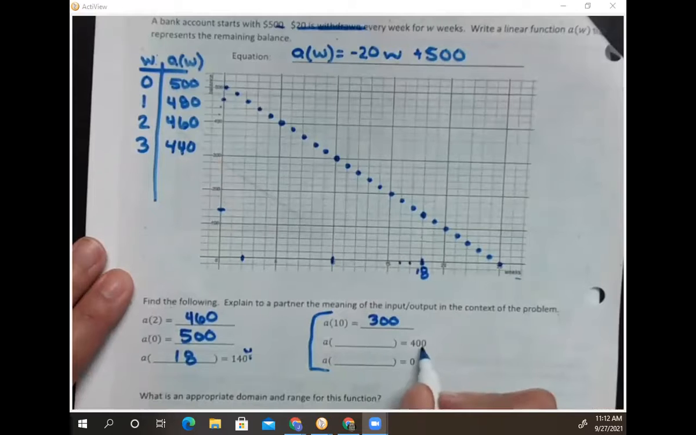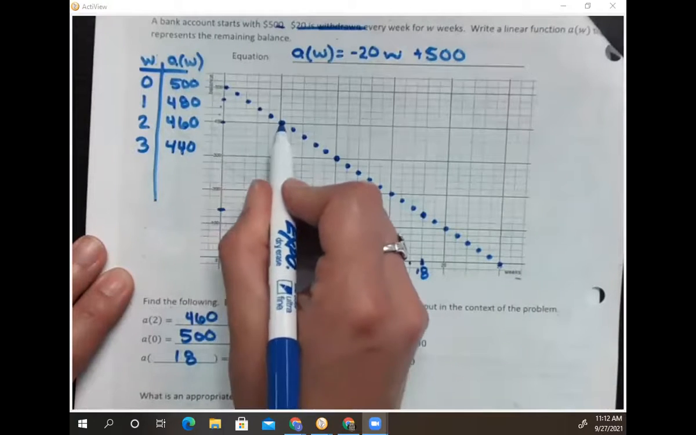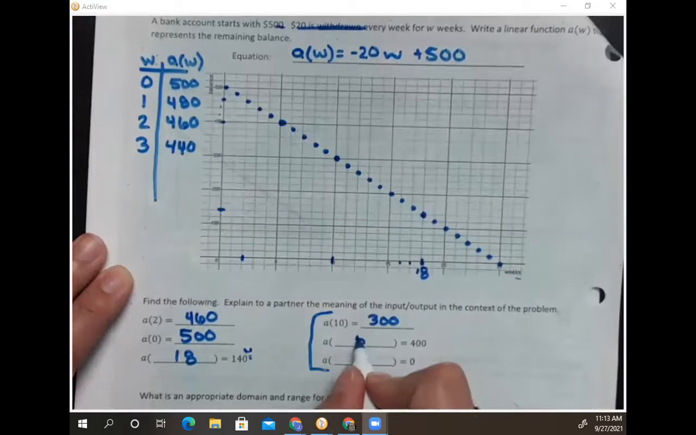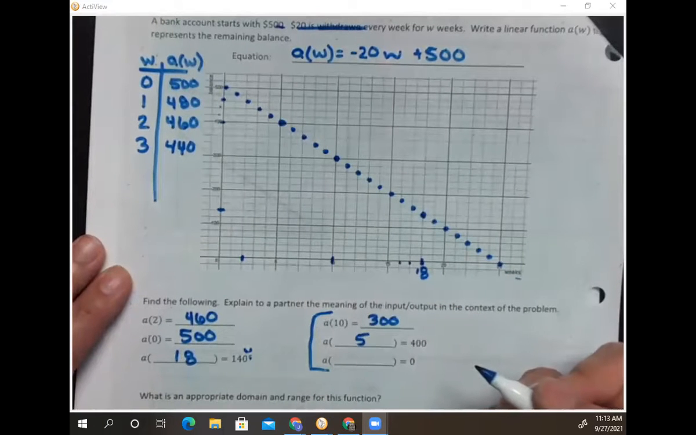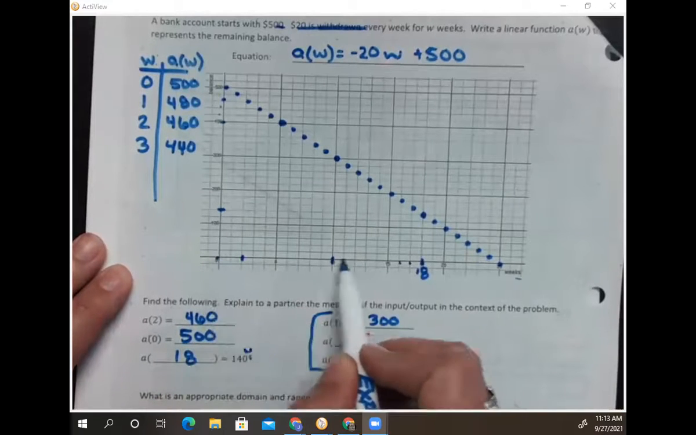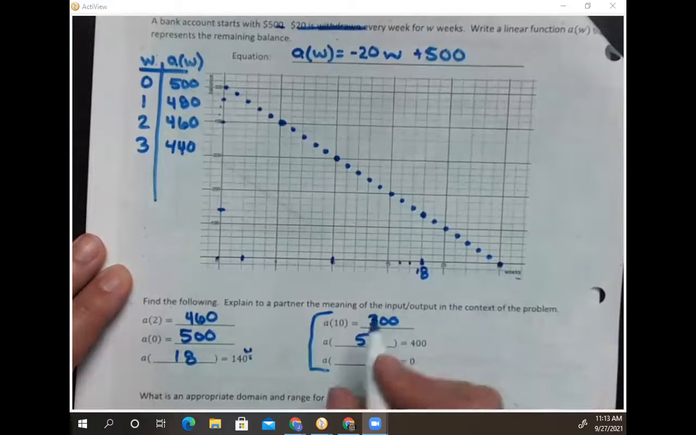A of something equals 400, so we've got a y value this time. When our y is 400, here's our point. That x value is 5. So A of 5 equals 400. And then finally, A of something equals 0. That means our y value is 0. Follow that to our graph and find that x value. So that x value is 25.